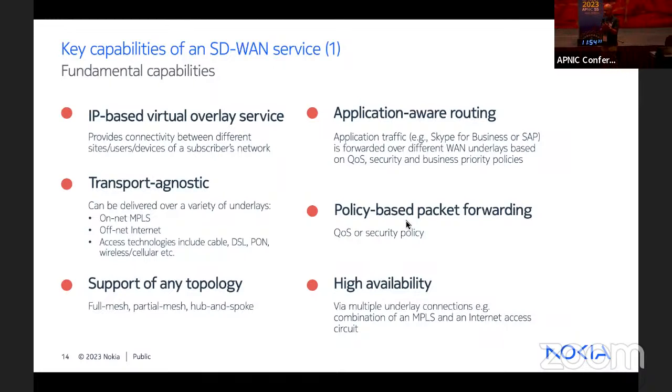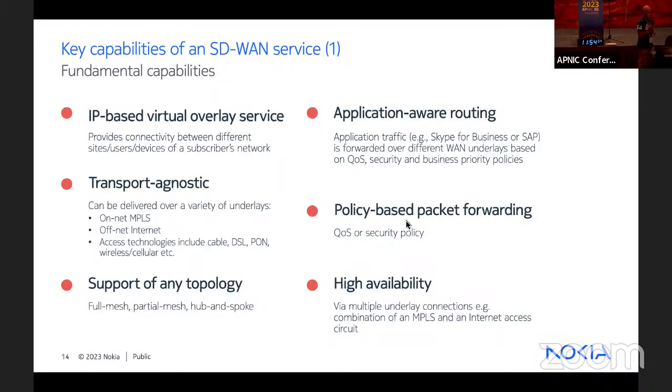They're not just branch sites, as we said, right? There could be cloud endpoints and so on. But we're connecting all of these at an IP layer. So we're delivering IP datagrams between all of these different locations, sites, users, devices, and so on of a subscriber's network. So fundamental to this is still an IP routed service.